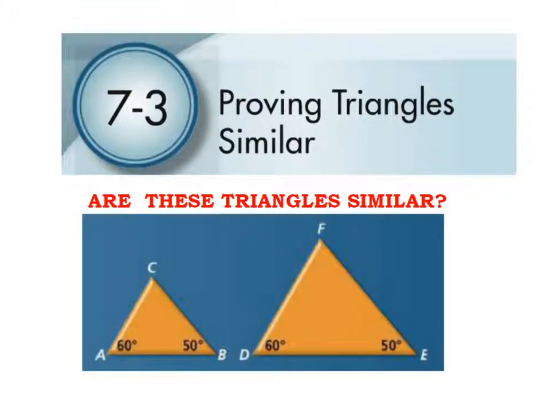Hey there. Today we're going to look at proving triangles are similar. Remember, for triangles to be similar, all of their angles have to be congruent. Their corresponding angles are congruent, and their corresponding sides are going to have the same ratio. We call that proportional. So when you look at this, are these similar or not?